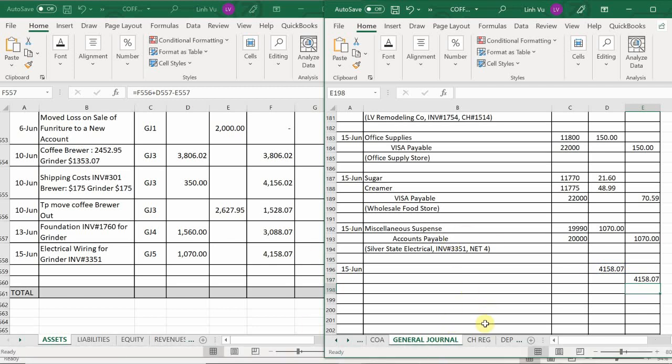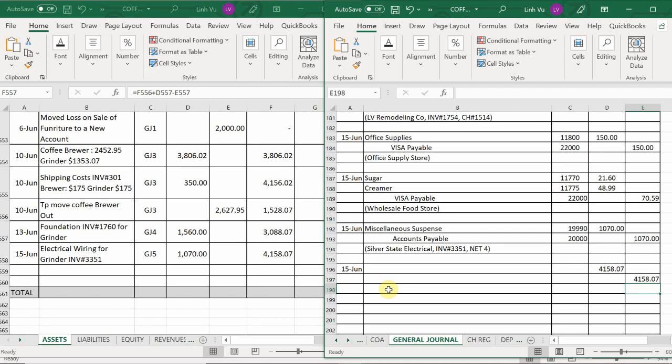That is for the grinder because the grinder was 1528, and we said that every cost it takes to be included in the cost of the grinder is going to determine how much it's going to be ready to be placed in service. In this case, it needs a foundation, so that's going to be part of the cost of the grinder. It also needs electrical work, which is going to be part of the cost of the grinder. So in this case, my grinder in grand total cost me $4,158.07.